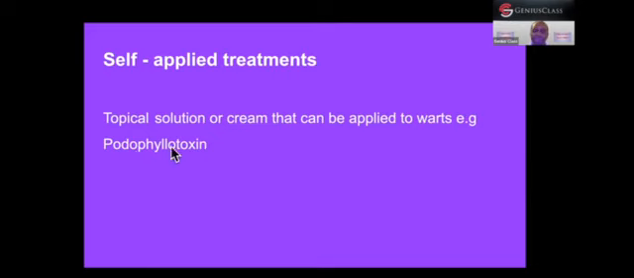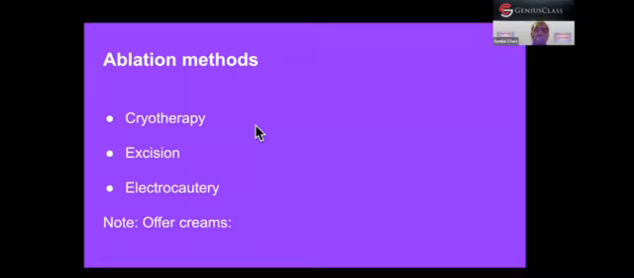Do not mention the names. Just say, I can prescribe you some topical cream to apply on the warts. Now, you just need to know other methods in case you're asked. You can use cryotherapy, excision to cut them out, or electrocautery. But the best in this case is to offer creams.